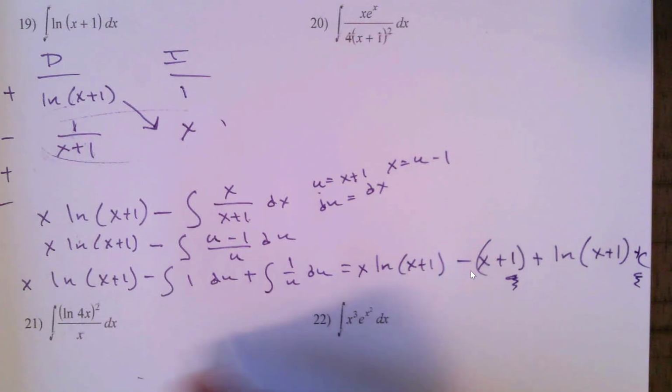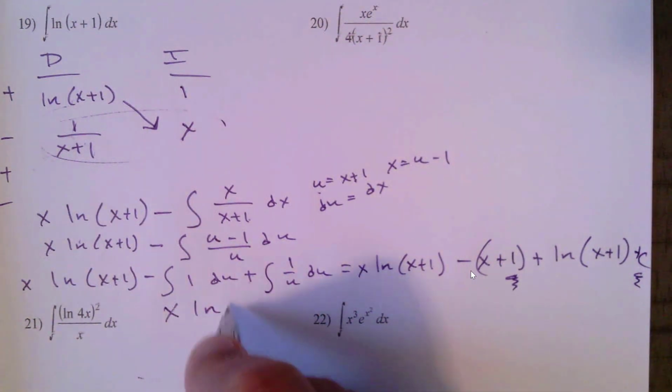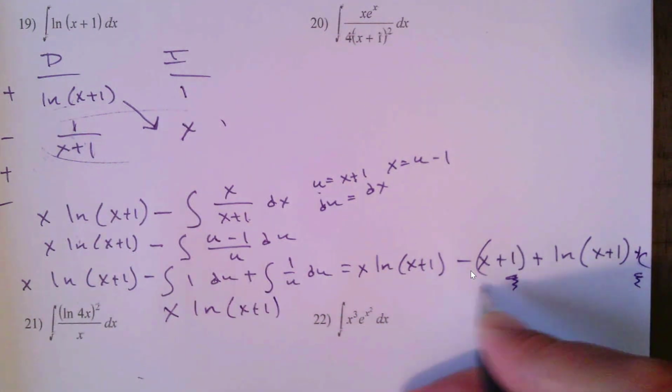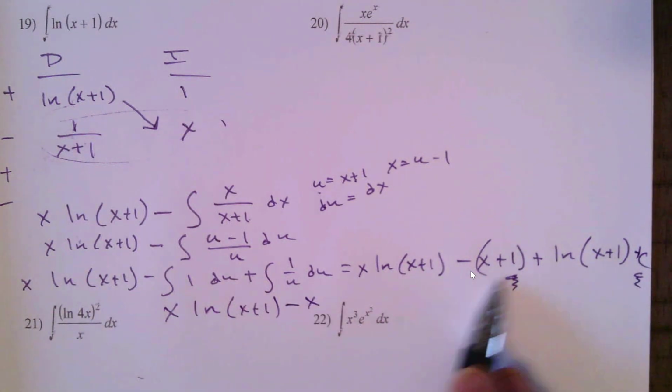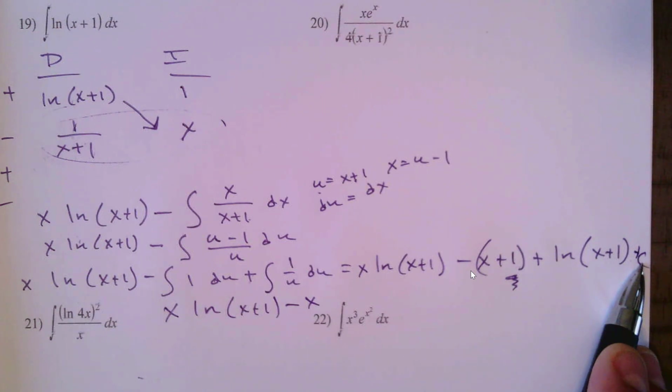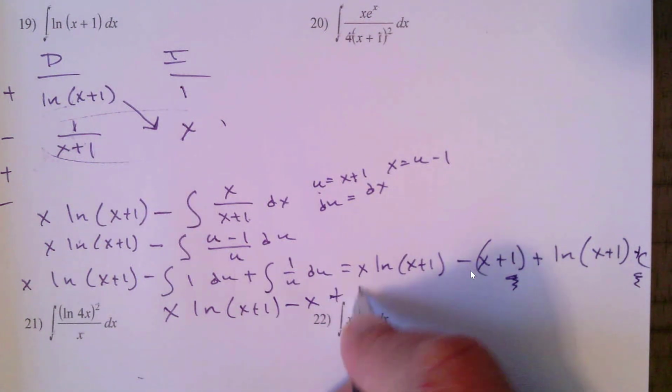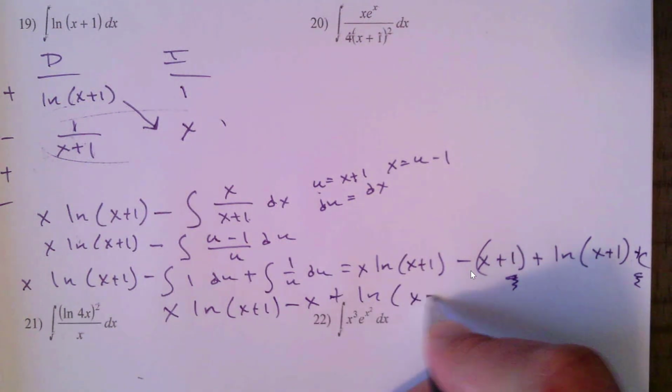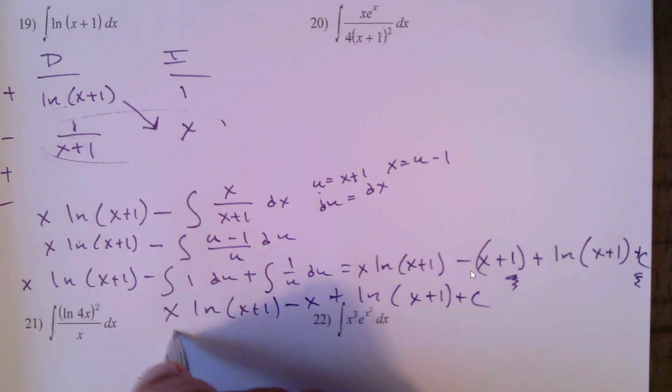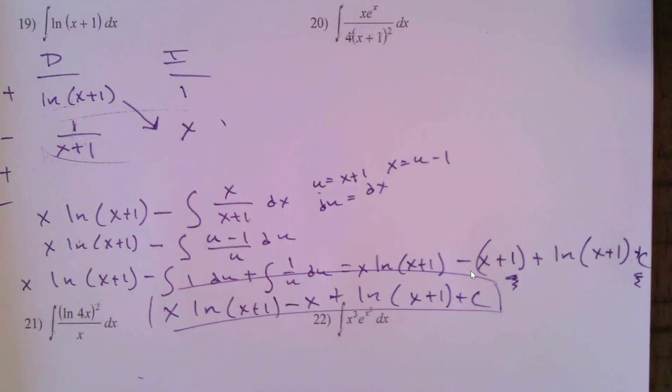So for your final answer, we would have x natural log of x plus 1 minus an x. This negative 1 would get absorbed into that c. We're just going to put that at the end. Plus natural log of x plus 1 plus c. That's what the final answer looks like.